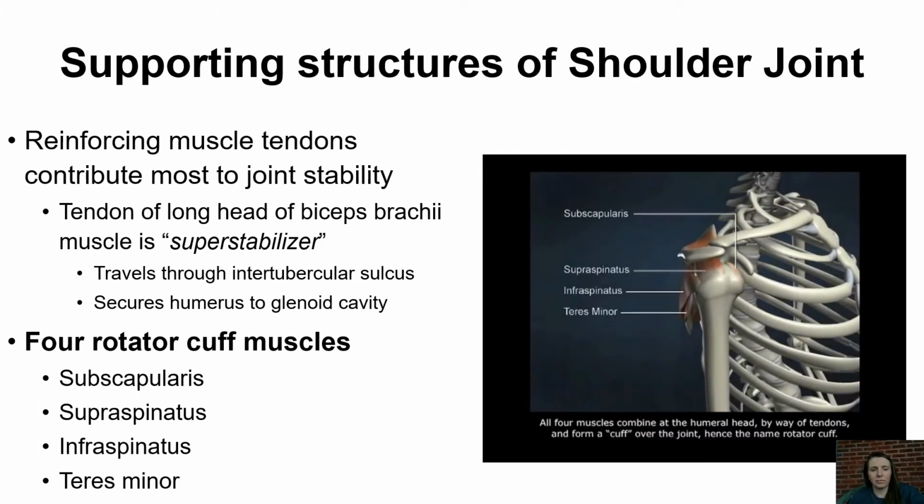All 4 muscles combine at the humeral head by way of tendons and form a cuff over the joint, hence the name rotator cuff.